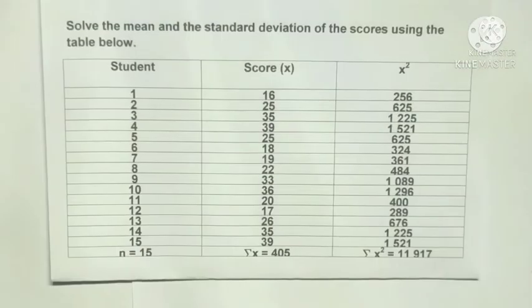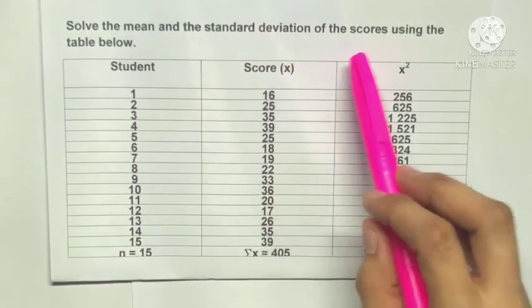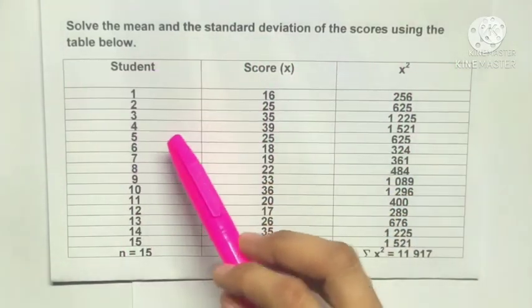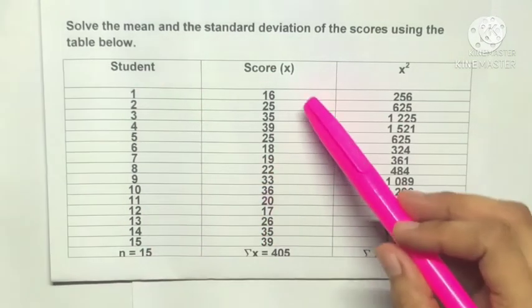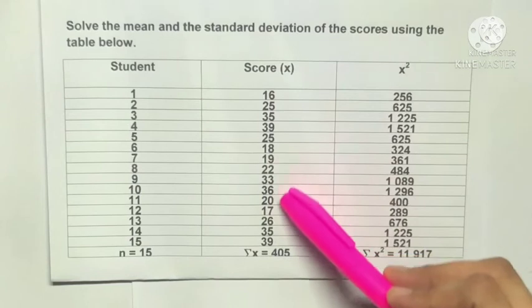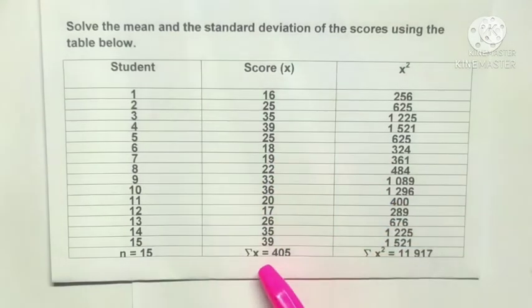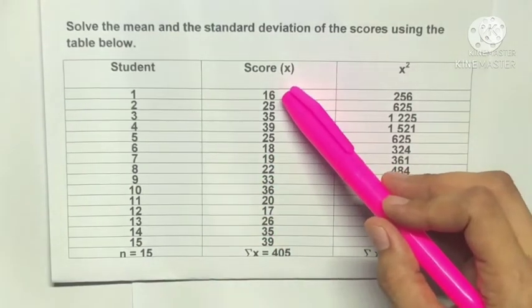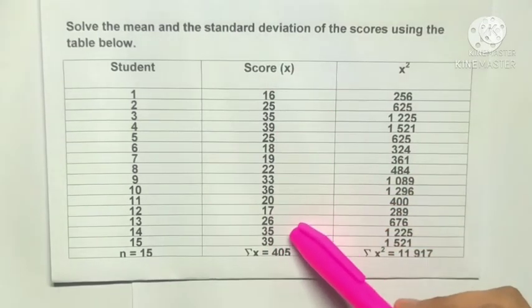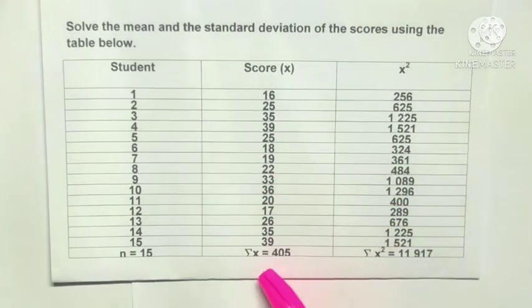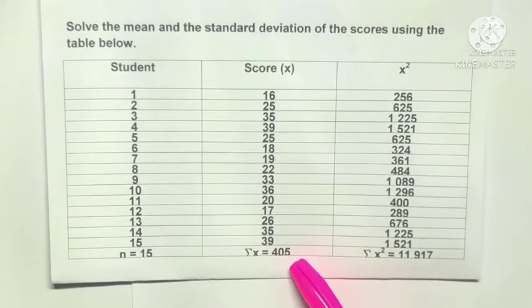Before we use the formula of KR21, we will solve first the mean and the standard deviation of the scores using the table below. So we have 15 students, so n is equal to 15. So these are the scores of 15 students. To get the summation of x, all we need to do is to add 16 plus 25 plus 35 plus 39 up to 39. So the summation of x is equal to 405.